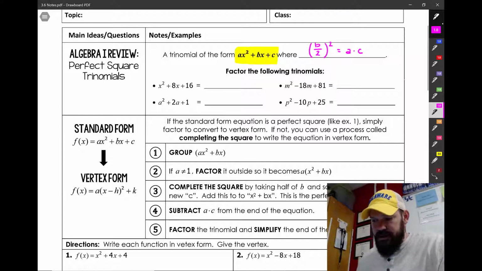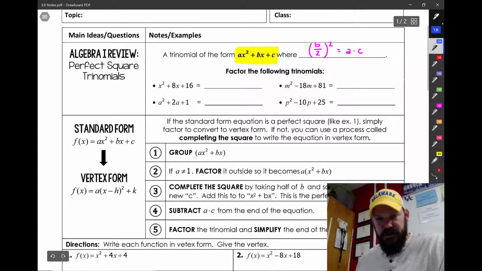So if we were to factor these, these four right here, they are perfect square trinomials, and these are things that you should have seen in Algebra 1. So if this is not a review for you, or if you've completely forgotten it, don't panic. We're going to see this several more times throughout the course of this set of notes.